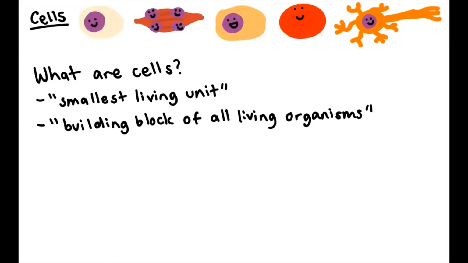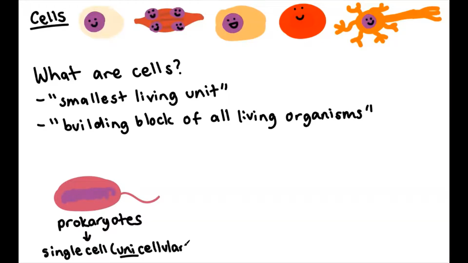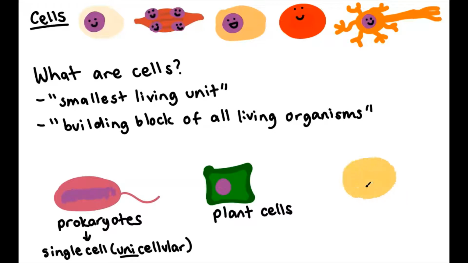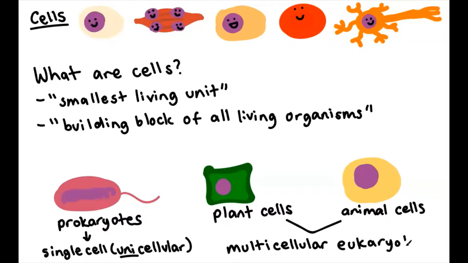There are prokaryotic cells, which don't have a distinct nucleus, as represented by these purple squiggly lines. Prokaryotes are single-cell, aka unicellular organisms. On the other hand, plant cells and animal cells are both examples of multicellular eukaryotic cells, which do have a nucleus, as well as other organelles, which we will cover later. Since this is a human anatomy class, we will focus on the animal cell.